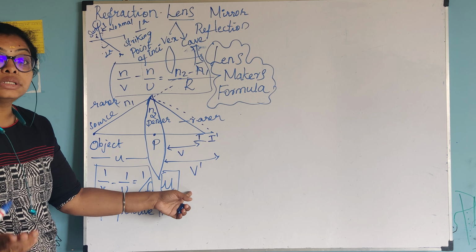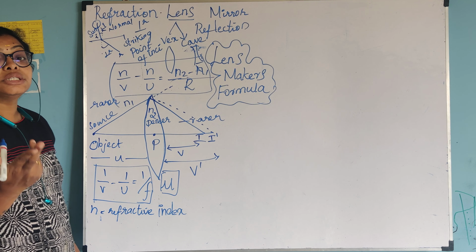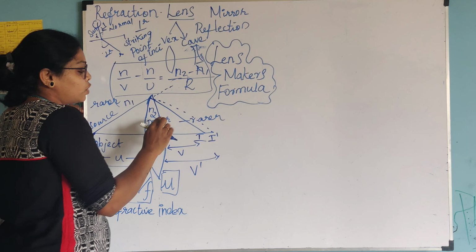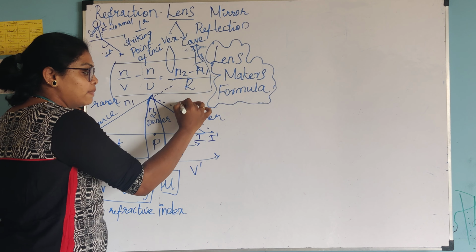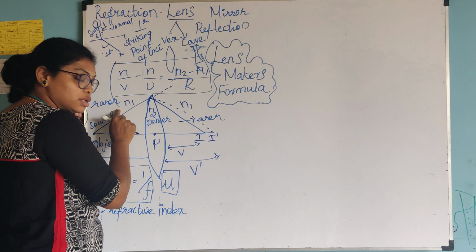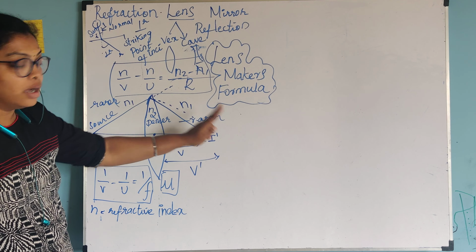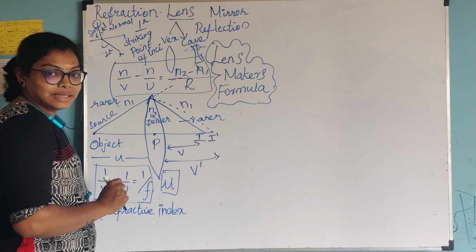We know that we don't have a unit for this. Mu is equal to C by V, depending upon the speed of light in vacuum and the medium which we use. So here this is denser and these two mediums are rarer. I can name this as N1 itself because this is also rarer and this is also rarer. Clear? So we have these two mediums, and this is denser, which is N2.